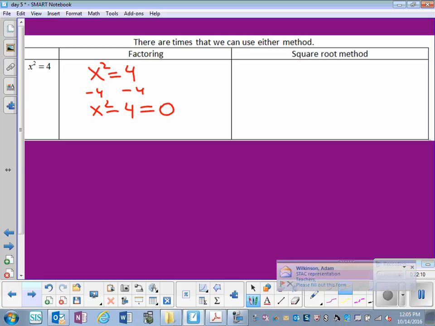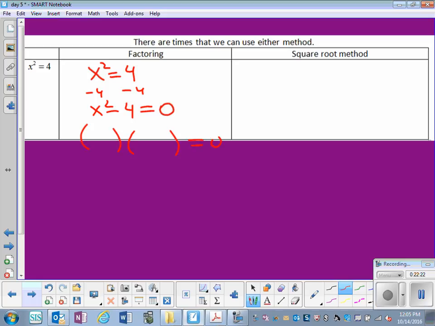Yes, double parentheses, because this is the difference of squares. I have perfect squares and the difference. So double parentheses, what next? (x minus 2)(x plus 2). Because I have a difference of squares, I take the square root of each of the terms, put them in double parentheses, and use opposite signs. Right? So now what? How do we finish solving this? We factor.